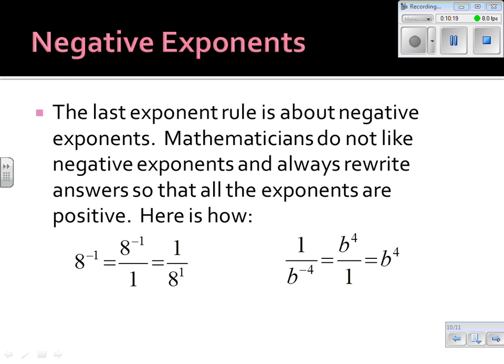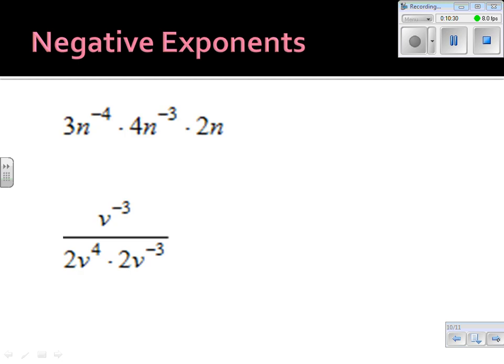In the second example, we have 1 divided by b to the negative 4. This means it's b to the 4th power in the numerator over 1, which will just be b to the 4th power. Here are 2 different examples.